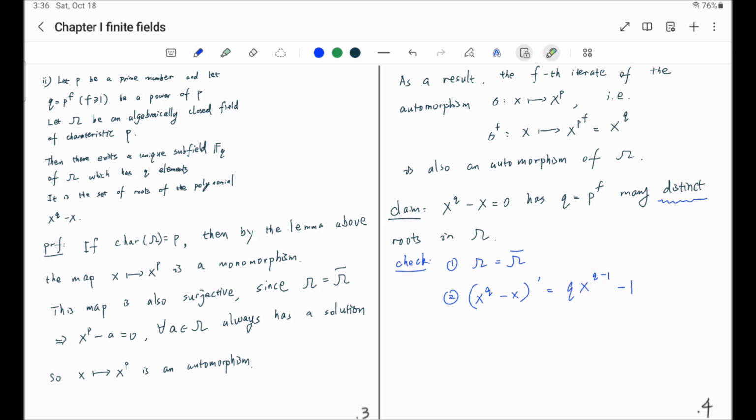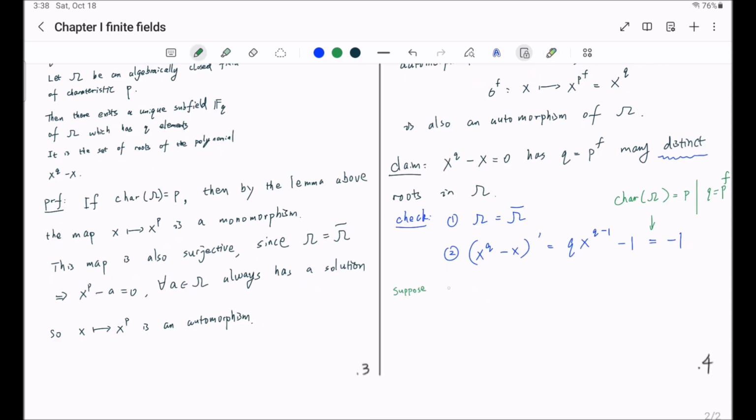So the first part vanishes. This is just equal to minus 1. So this is because the characteristic of omega is equal to p, which divides q. These two together will imply that this equation has q equal to p to the f many distinct roots. You should have learned this from your abstract algebra class. If you don't remember, let me quickly recall how this implies the distinct roots.